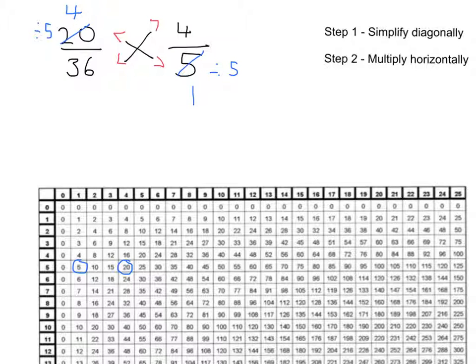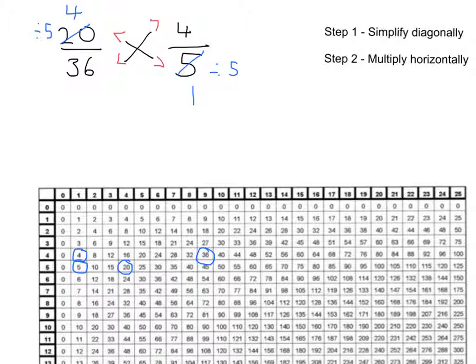Okay, so we've sorted these numbers out. So now these are simplified. Now we need to do the other side. So again, we need to look for one number that goes into the number 4 and the number 36 equally. So we go back to our times table and we can see that there's a number 4 here and there's a number 36 if we keep moving along the same row here. So we'll circle that as well.